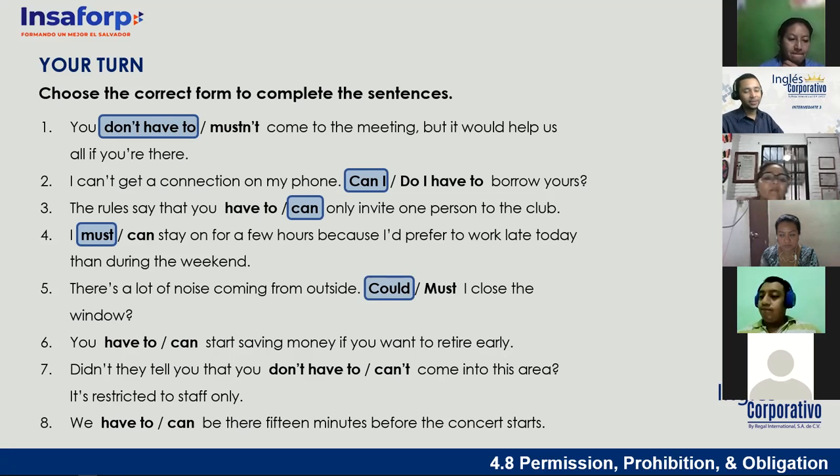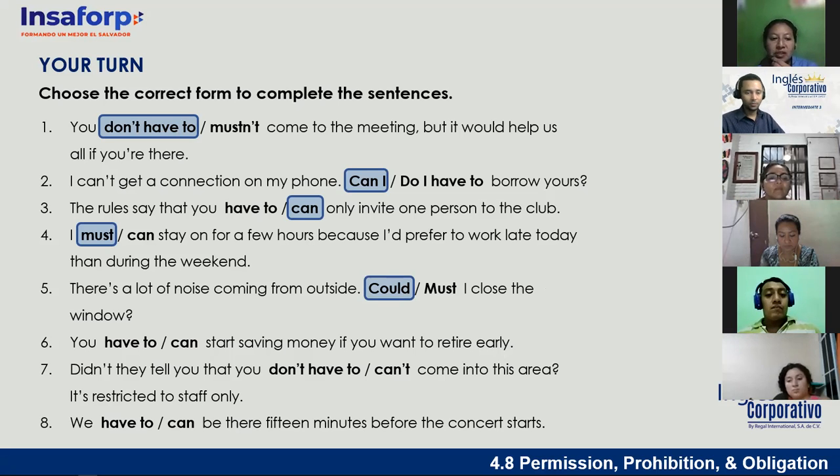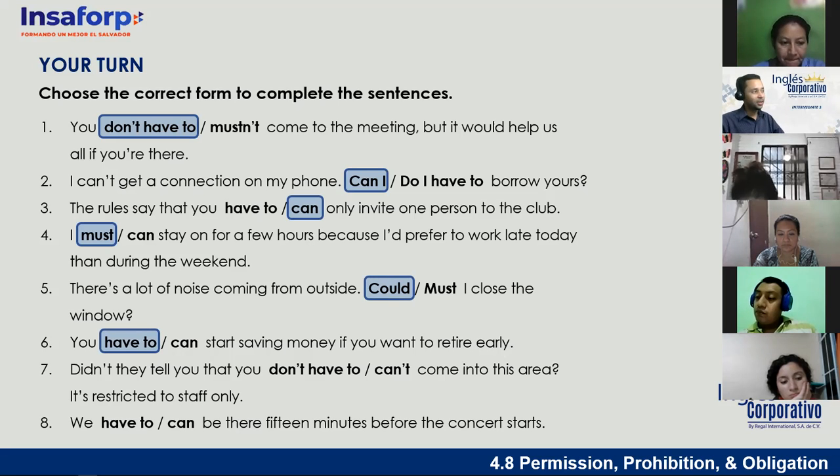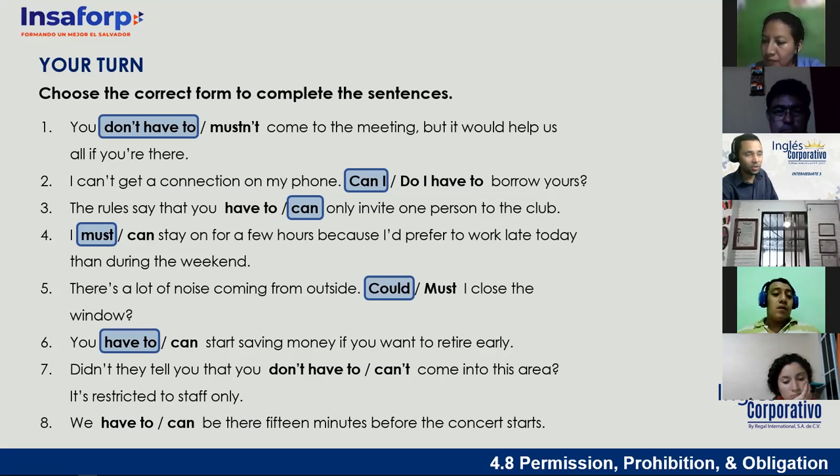Griselda, number six, please. You have to start saving money if you want to retire early. That's right. Very good. Thank you, Griselda. That's the correct answer. What about number seven? Who wants to try number seven? Raise your hand, your virtual hand. Luis Enrique. Enriquez, I'm sorry. That's the last name.